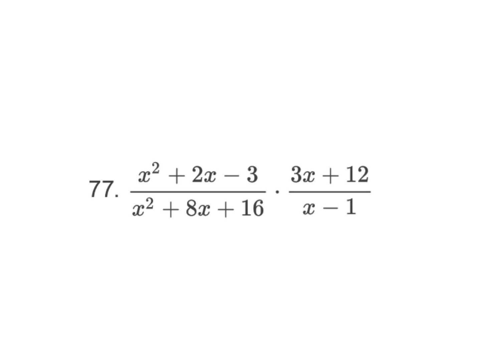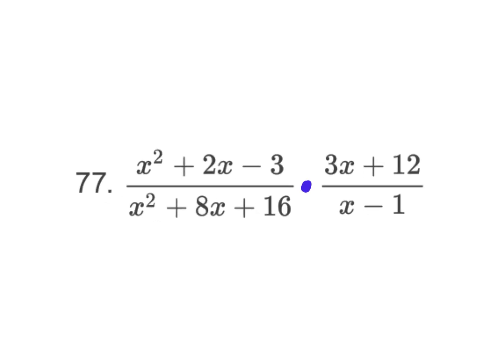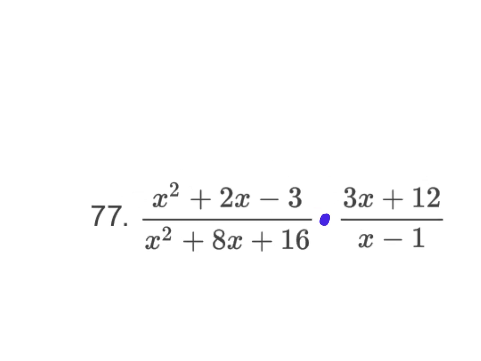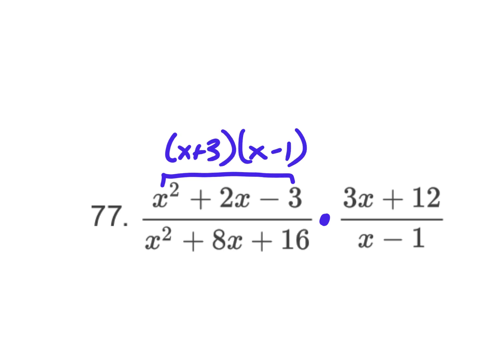All right, so now at 77, I have 4 factoring problems. We are multiplying rationals, so all we're going to do is factor each piece. So top left, numerator, factors of -3 that multiply to give me -3 and add to give me a 2. It's going to be x plus 3 and x minus 1.